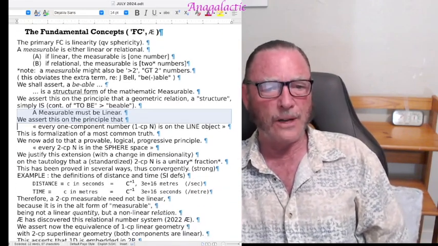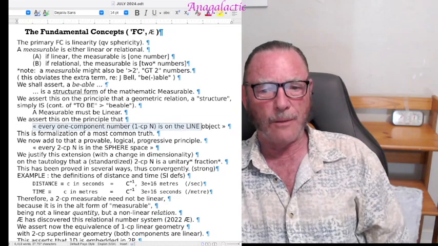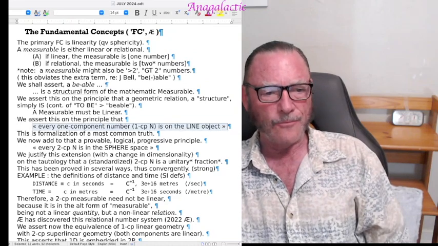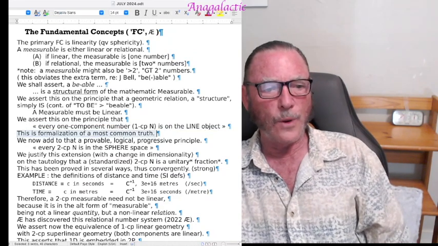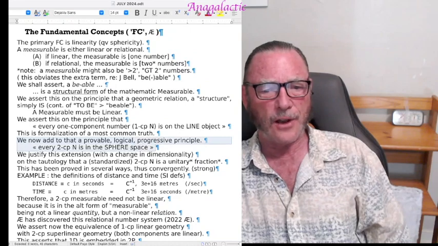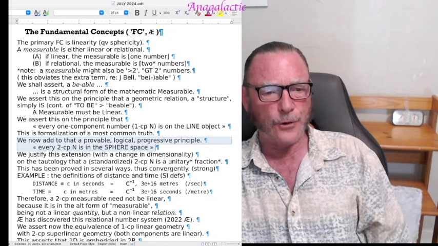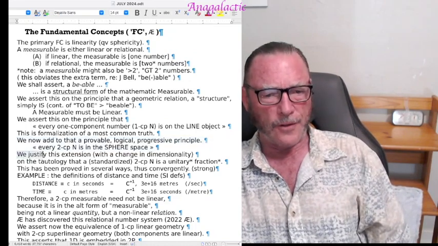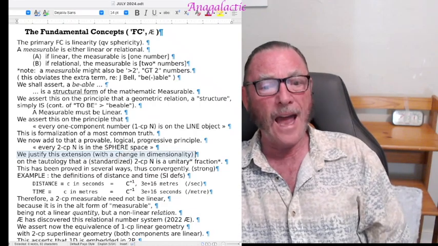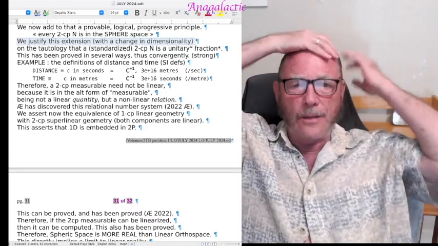So a measurable must be linear. That's not true. We assert this on the principle that every one-component number is on the line. This is formalization of a most common truth. But we now add, this is my discovery, a provable logical progressive principle. Every two-component number is in spheric space. I proved that with tremendous outcome. And now you're in on the elite.